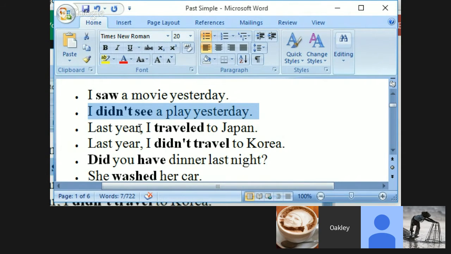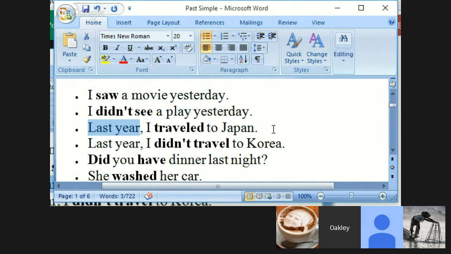Now, one thing to note here with this simple use. Last year, I traveled to Japan. Because you're using a specific time, yesterday, last year, last night, if you use a specific time, which is clearly over, that time is done, it's in the past, you have to use past simple. You don't need to mention it, though. I could just say I traveled to Japan. Nothing wrong with that.